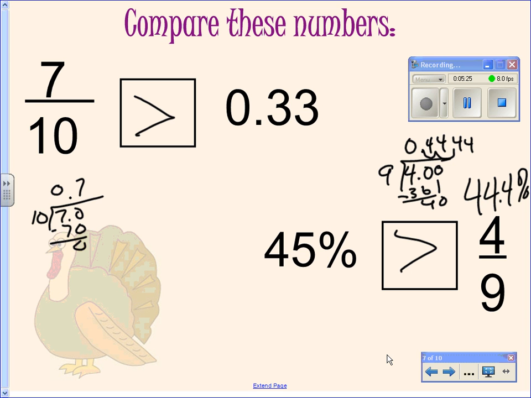Okay, I hope that this video has helped you guys to understand fraction, decimal, and percent conversions. I will probably be putting up another video that's more specific about your homework, but I'll have to do that a little bit later.